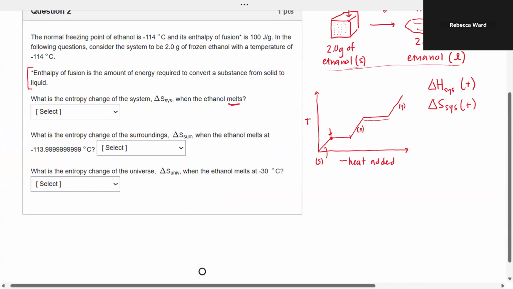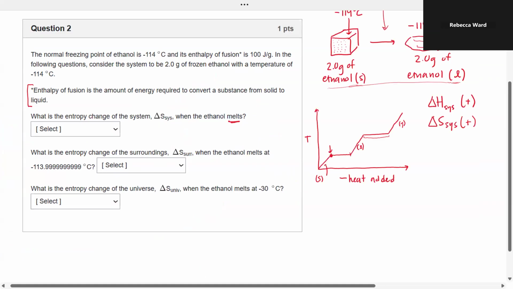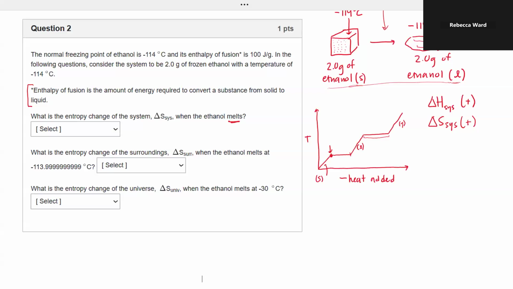Okay, so in this case, we don't have any quantitative information. We don't have standard molar entropies for ethanol, and so I have to use the information that was given to me. I have the enthalpy of fusion. So I'm going to say that that energy was absorbed by my ethanol at negative 114 degrees Celsius. So I'll use this equation.